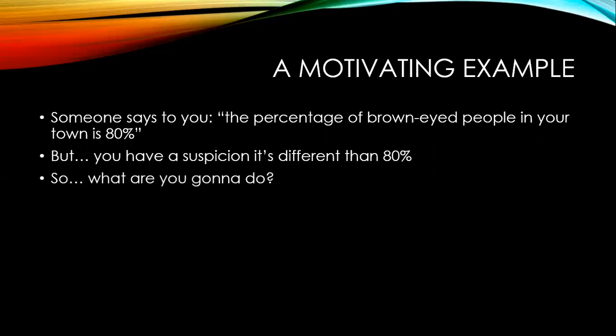Okay, so what you're going to do is put the theories to the test. We've got two theories here, two hypotheses. We've got this hypothesis that the percentage of brown-eyed people in your town is 80%. And then you've got this alternative suspicion that 80% is not the right number and it's something different. So it's either 80% or it's not 80%.